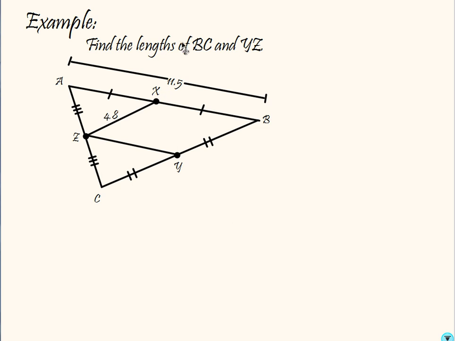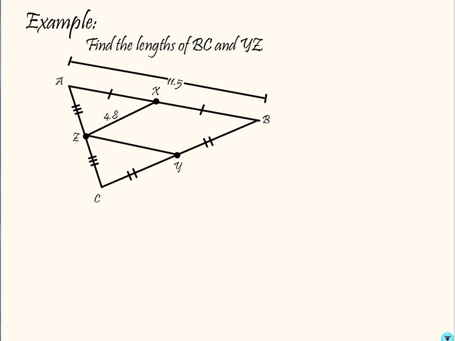Let's say that we wanted to find the lengths of BC and YZ. Take a look at the picture for just a minute, and then we'll move on with the problem. Did you discover that XZ and ZY are both midsegments? Meaning that they're parallel to their third side, or the side of the outer triangle that they don't touch, but they're also half the length of that third side.